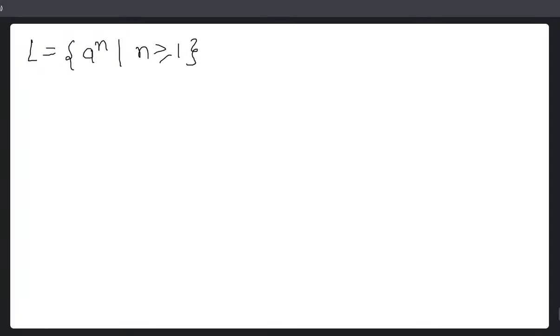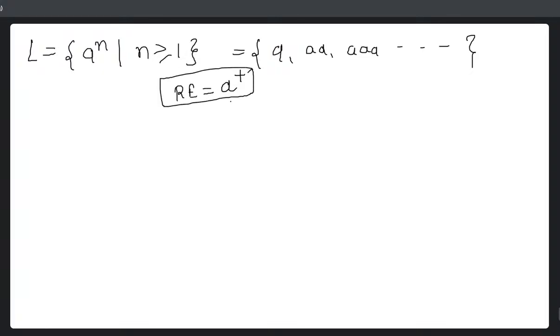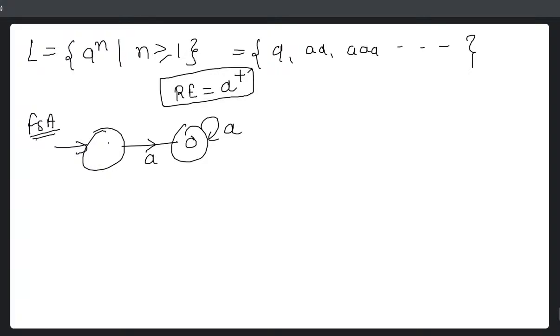We know that n is greater than or equal to 1. Write it down: it generates the set of strings single a, double a, triple a, and so on. We already understand this type of string: it generates all the a's. So the regular expression is a plus. Since a regular expression exists, we can say that this is a regular language. Or we can directly understand that the minimum string is a single a, and after that any number of a's is accepted. So this is the regular finite automata, the finite state automata for that language. Again, we prove it is a regular language.